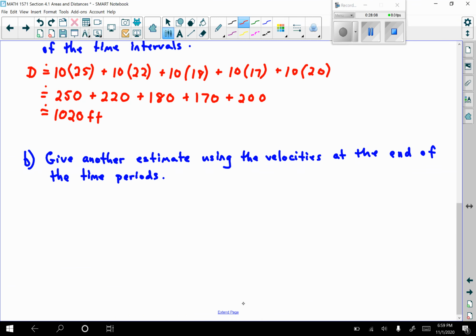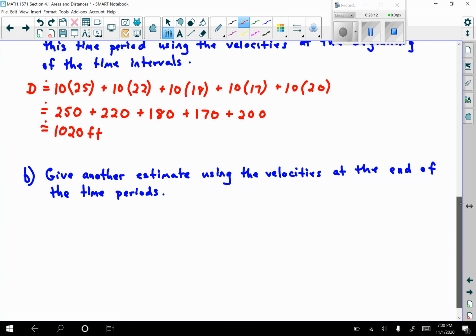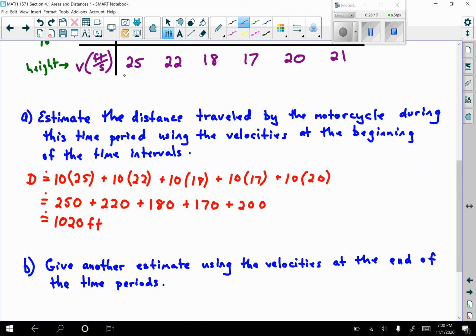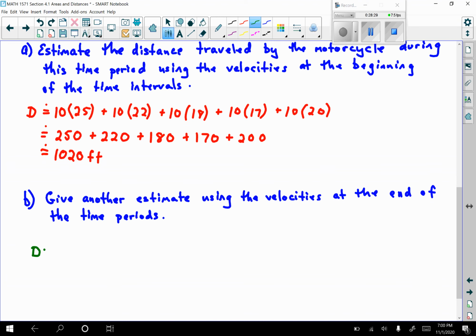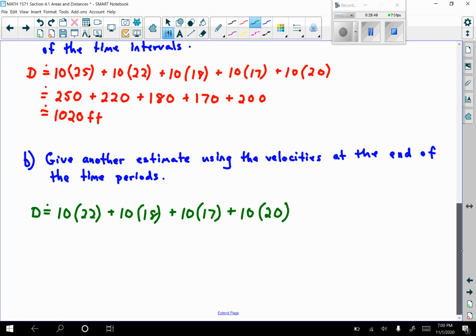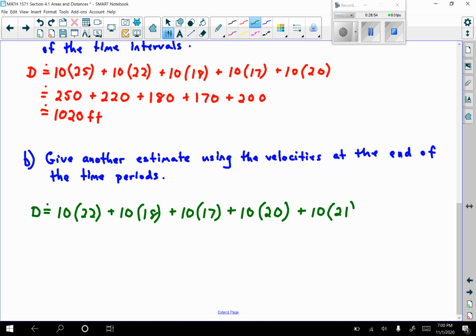All right, and then for example B, we're going to do the same thing, but now we're going to use the velocities at the end of the time period. So this would be like the RRAM. What we did in A would be like the LRAM. So instead of starting with the 25, we're going to start with the 22 and end with the 21. Again, the width is still going to be 10. So here our distance is approximately 10 times the 22, plus 10 times 18, plus 10 times 17, plus 10 times 20, and then our last one is plus 10 times 21. And again, go ahead and calculate that. This should give us 980 feet. So this is how we could find total distance traveled given the velocities and the times.